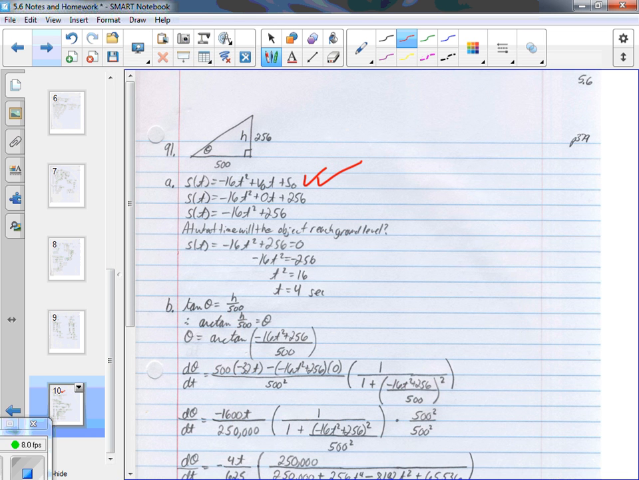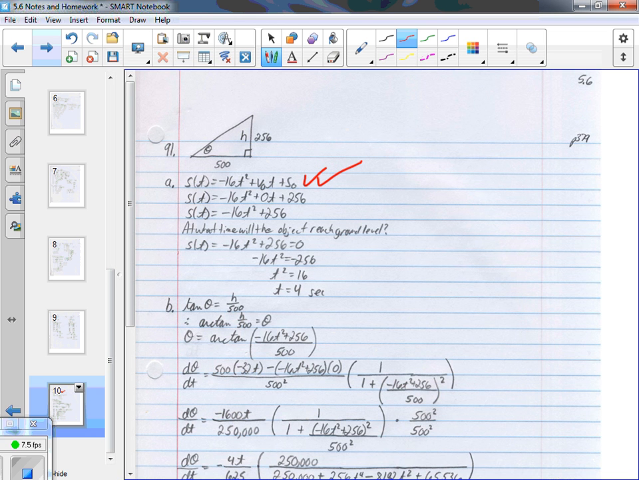Okay? So the initial velocity, because they're just dropping it, they're not firing it or shooting it or slinging it or anything else, the initial velocity is 0. They dropped it from a height of 256 feet, so the initial position is 256. So our position function then, s of t equals negative 16t squared plus 256.